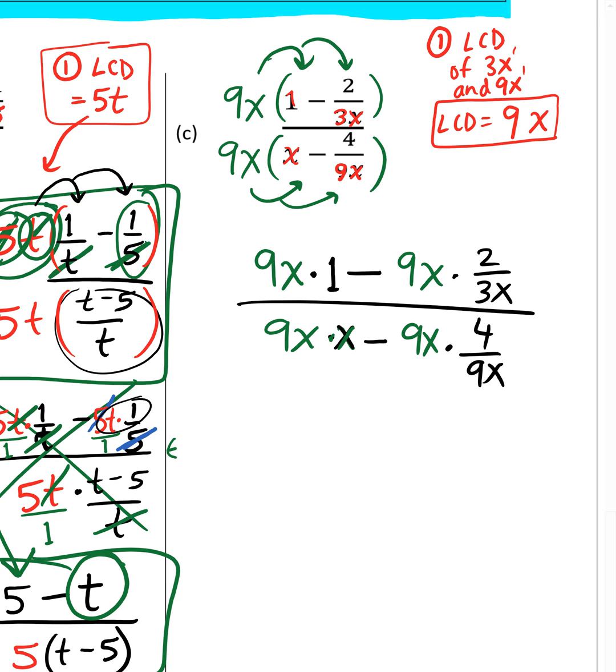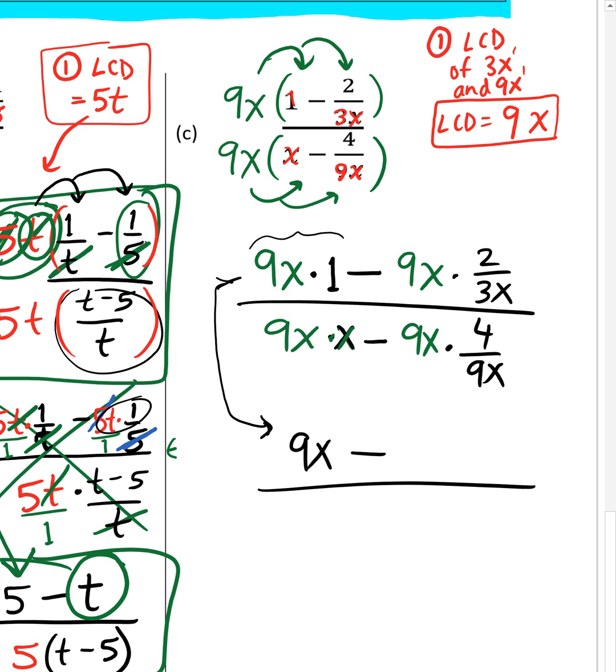Alright, I think it looks good. Now the first thing I notice is that the first term here, 9x times 1, I don't really need to worry about canceling denominators or reducing or anything. There's no fractions, so I really just go 9x times 1 is 9x. And that's it.